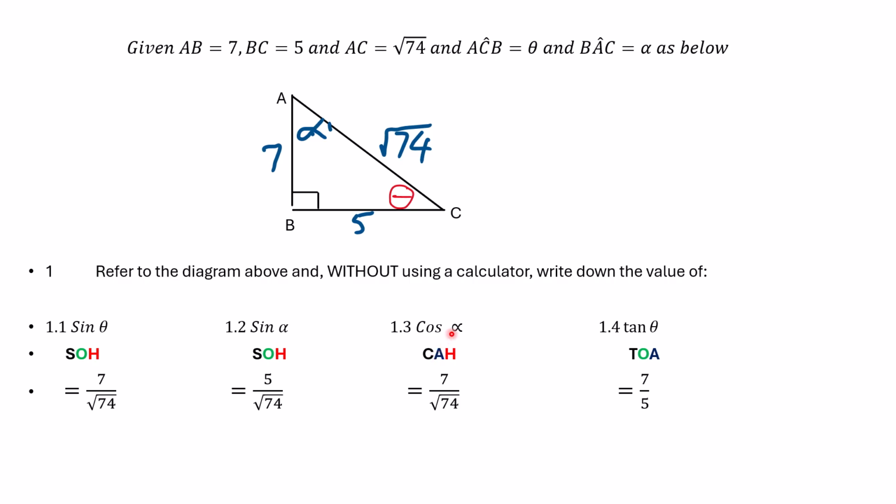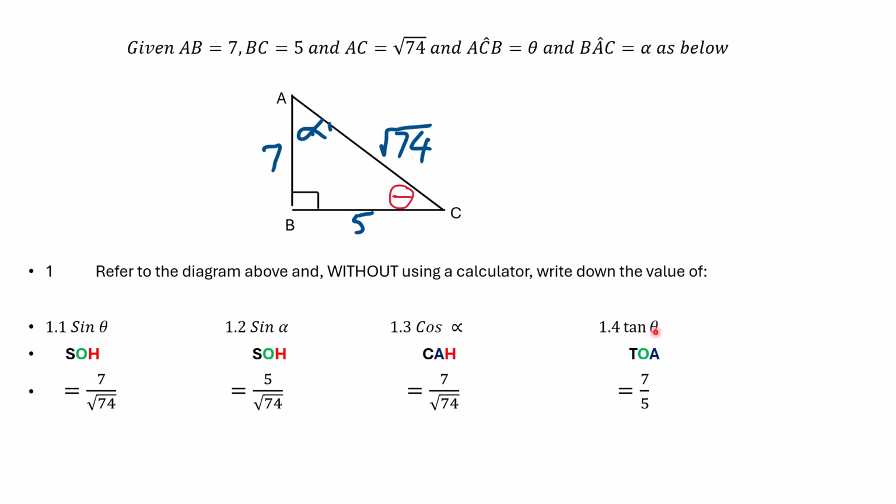Then they want cos alpha. Again, I'm working from the angle alpha. So I have to work from what's given. Be very careful of that. Look at which angle we're working with. If I'm working from there, cos is adjacent, what is next to it? The hypotenuse is always across the 90-degree angle. So CAH, adjacent over hypotenuse. Adjacent is 7, hypotenuse is square root 74. Therefore cos alpha is 7 over square root 74.